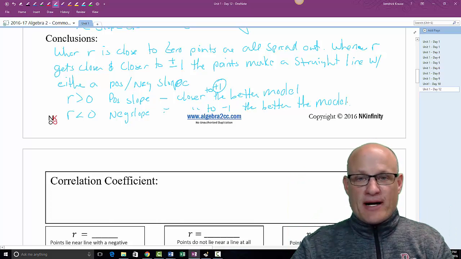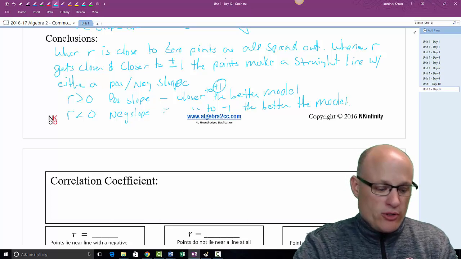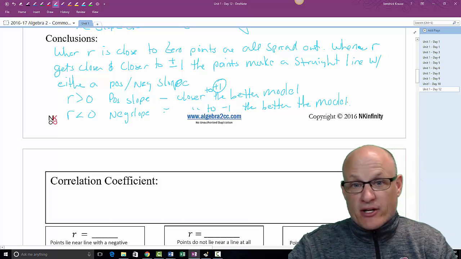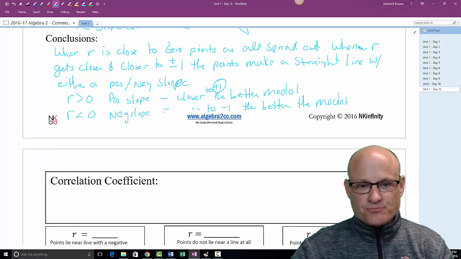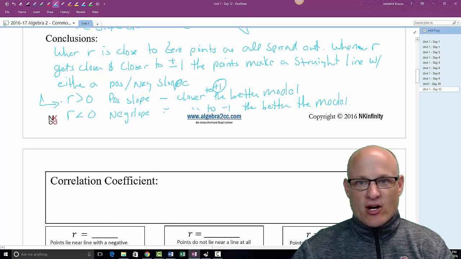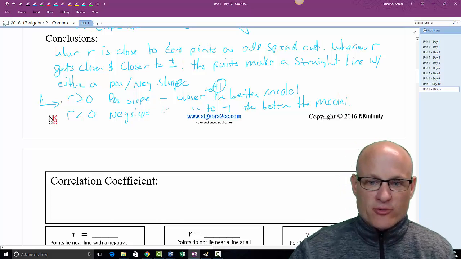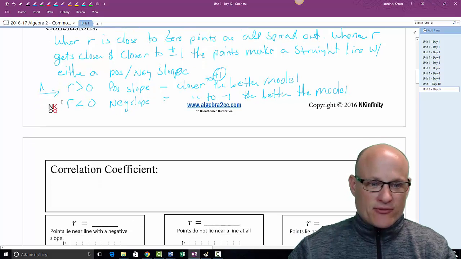What you need to know: if R is close to positive 1, it's a very, very good model for whatever it is you're trying to represent. For example, the taller you are, the bigger your shoe size. That's probably a given model. The more you study, the better your grade. The less you study, the worse your grade. Generally, that's true. They compare how strong things relate to each other. I think you got it.